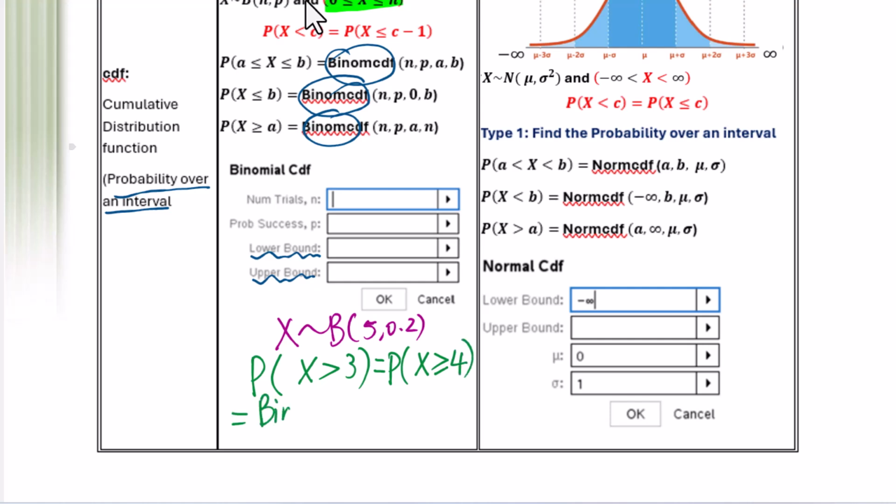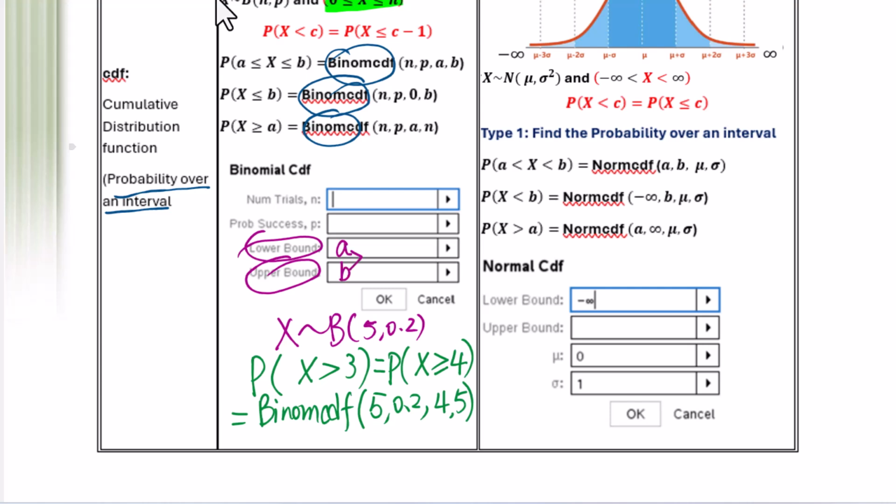Binom CDF, 5, 0.2. Lower bound is 4. Upper bound is 5. So for this lower bound and upper bound, if you put in A, B, it means x greater than or equal to A, less than or equal to B.